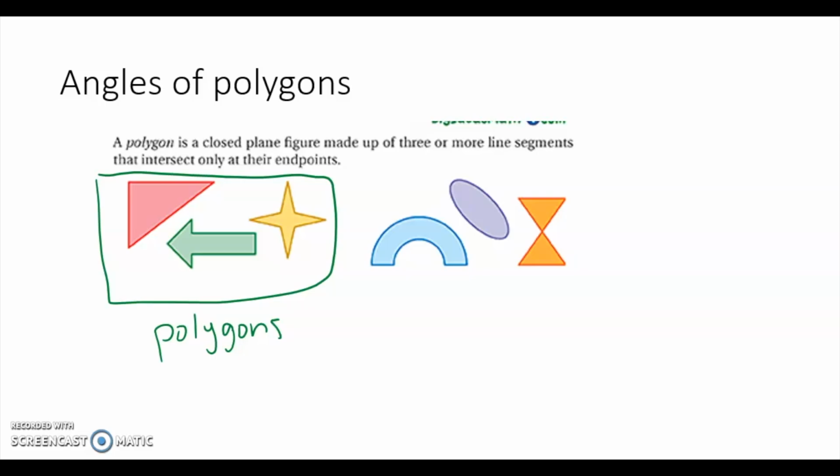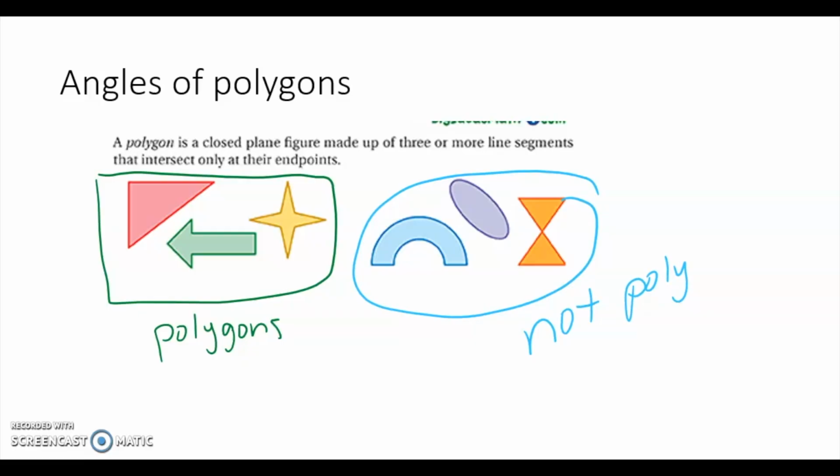Then we see some other shapes over here, and these shapes are not polygons. The reason these are not polygons is because they have curved sides, or in this triangular shape, 2 of the sides, so this side here, intersects or crosses this side here. So that makes it not a polygon.